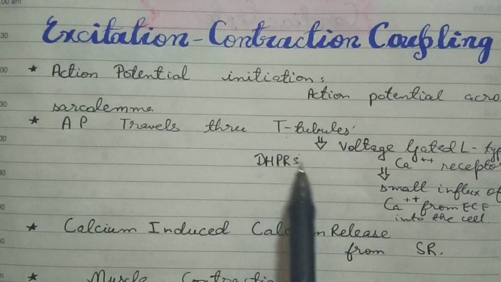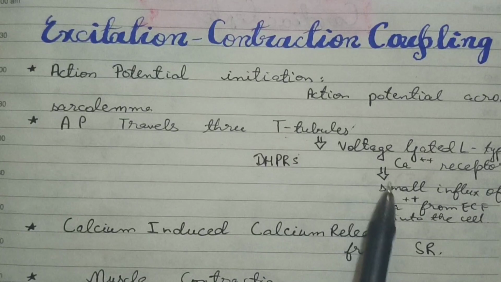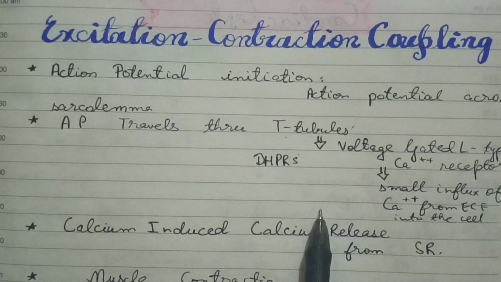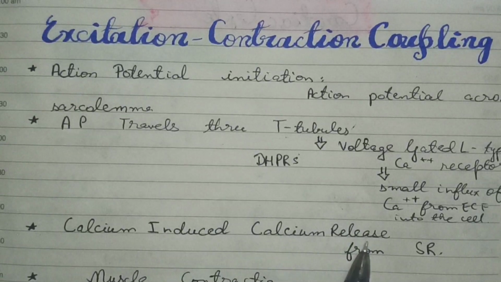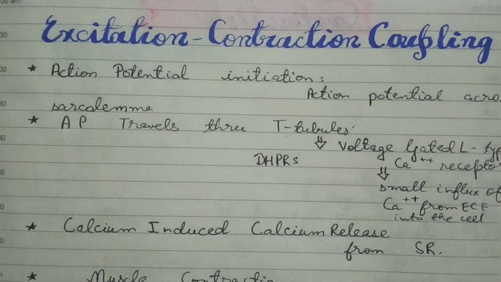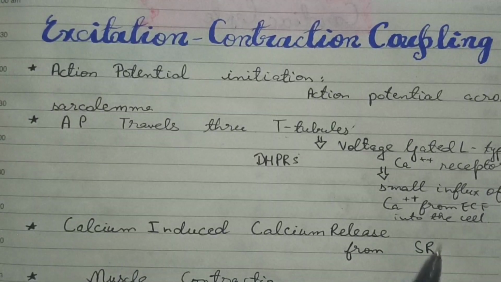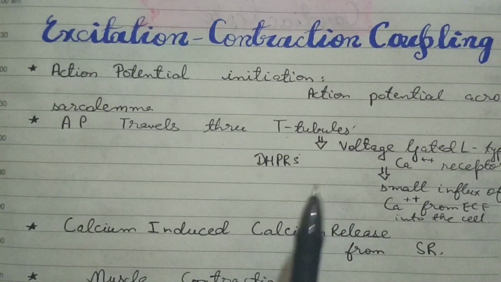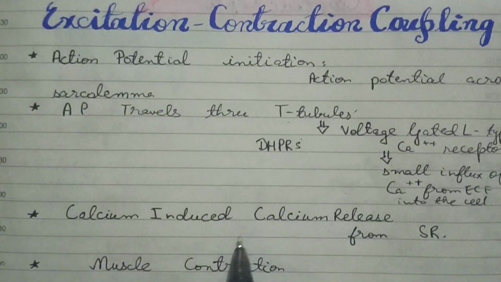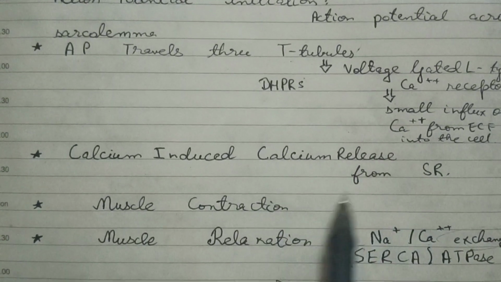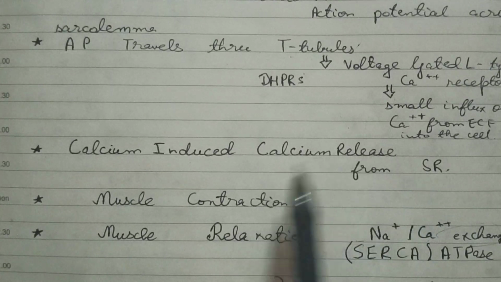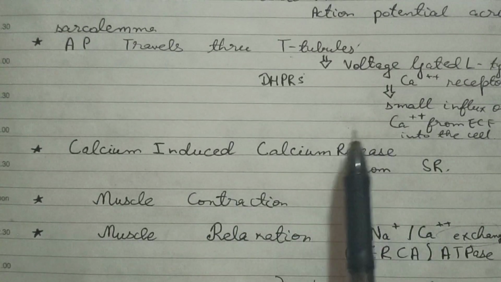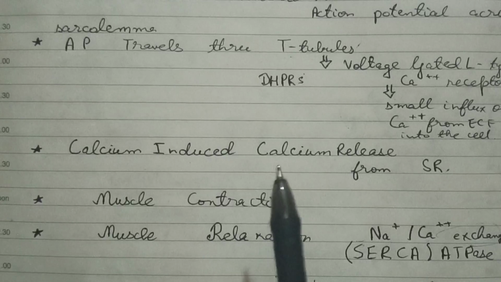These receptor channels will open and will allow small influx of calcium from the ECF. When there is small influx of calcium from the ECF inside the cell, there will be calcium-induced calcium release from the sarcoplasmic reticulum of cardiac cells, which is not that well developed as in skeletal muscles. Thus, there will be a huge influx of calcium ions into the cell, and the calcium will bind with troponin C, which will result in a series of events due to which actin and myosin will form a bond, and thus contraction will take place.